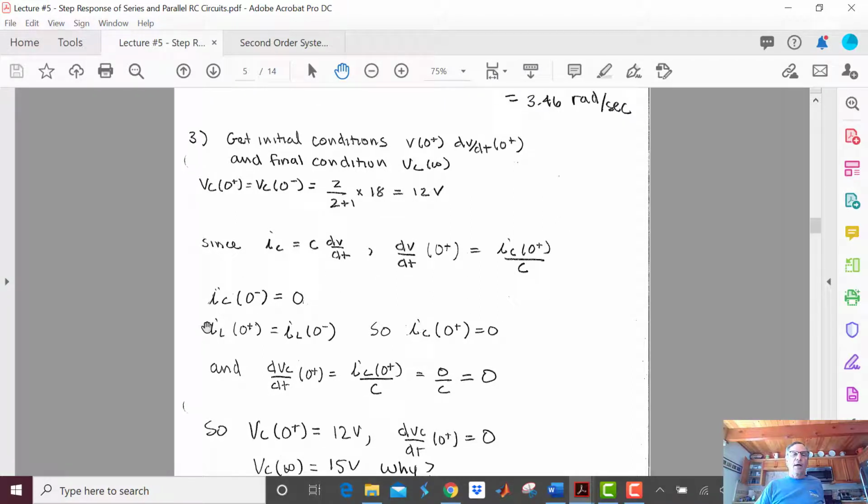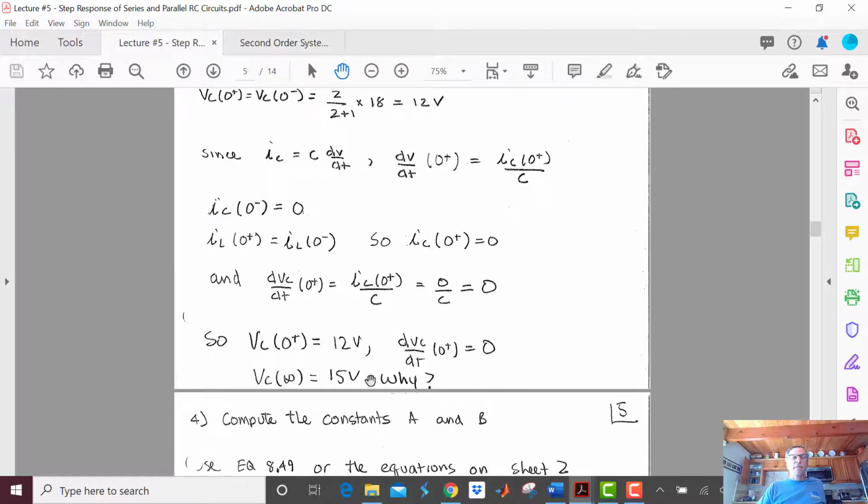So here we go. I sub L at 0 plus is I sub L at 0 minus, which is 0, so IC at 0 plus is 0. So dVC/dt is going to be IC at 0 plus divided by C, just like we had here. It's going to be 0 over C is going to be 0 volts per second. Slap my hand, I didn't put units on here, but I should have. So I know that VC at 0 plus is 12 volts. We just got that up here. dVC/dt at 0 plus is 0.